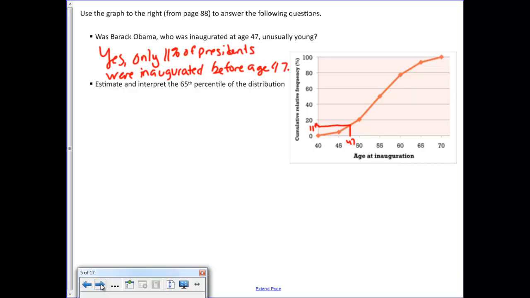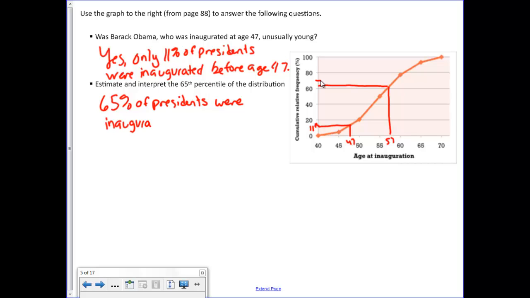Estimate and interpret the 65th percentile of the distribution. Here's my percentages. If this is 70 in the middle, 65 is roughly in here. So we come across till you hit your line, drop it. I don't know, where are we at? 57? 58? So interpret it. How do we interpret a percentile? It's how much lies below it. We have 65% of presidents were inaugurated before 57 years old.